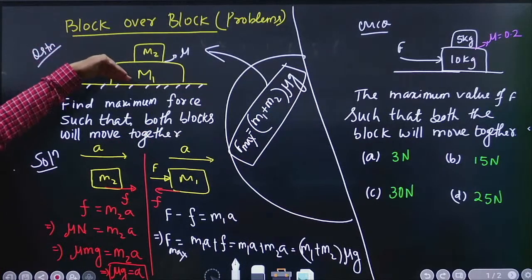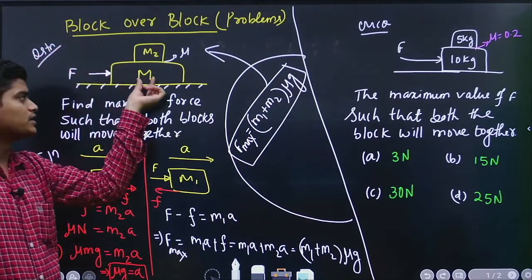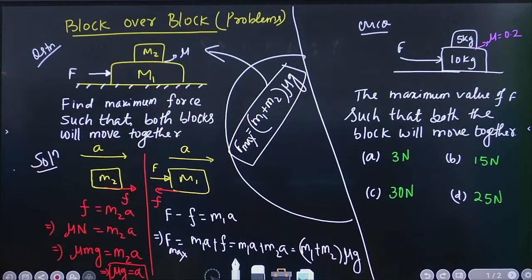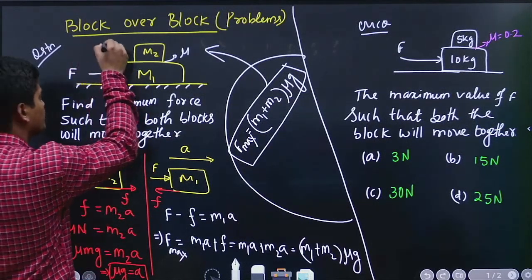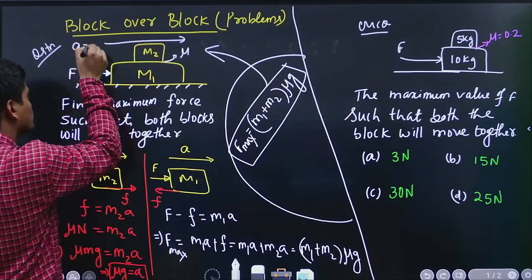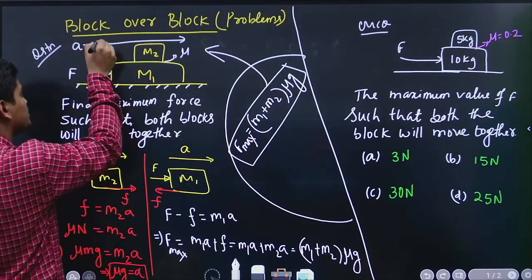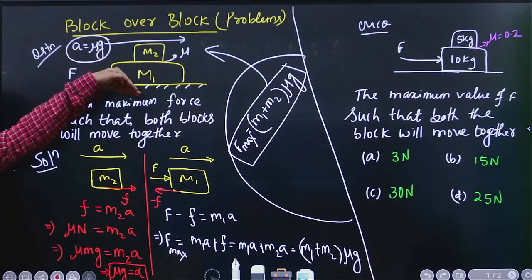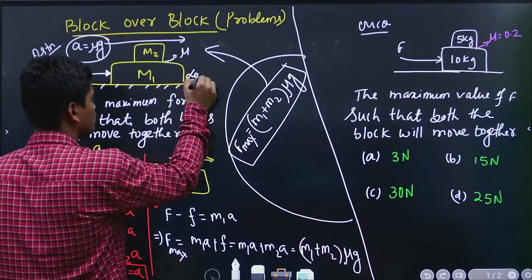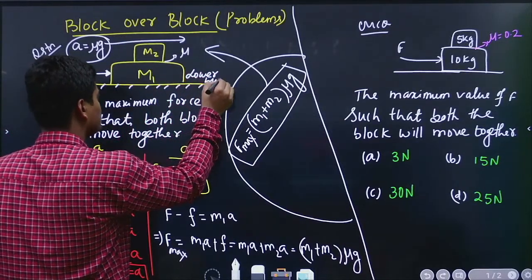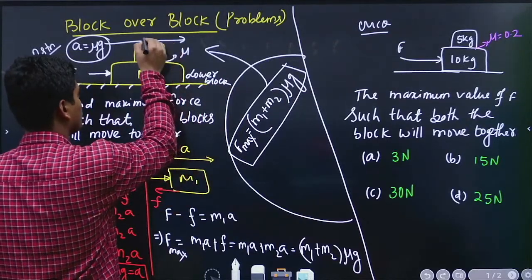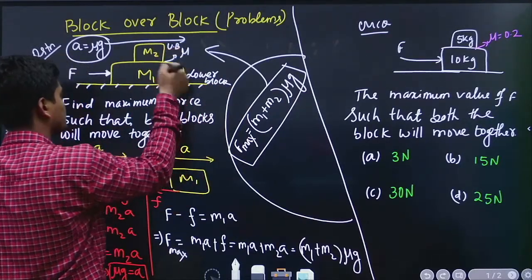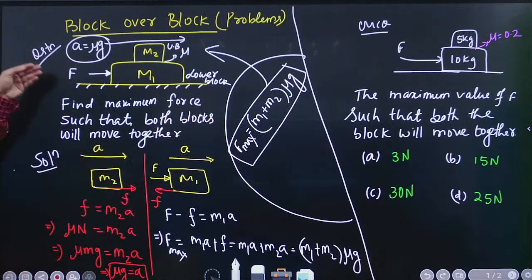F is directly in contact with m1. So F is equal to m1 plus m2 into mu g. That is the maximum force. And the common acceleration, if you want to find it, if all are moving together, then a is nothing but mu into g. This is your common acceleration. If F is acting on the lower block, remember, this is your lower block and that one is the upper block. So if you see, F is acting where?